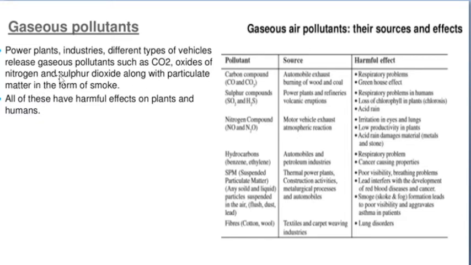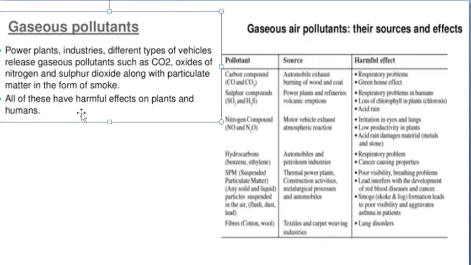Then what are those gaseous pollutants? Basically carbon dioxide, oxides of nitrogen, meaning nitrogen monoxide, nitrogen dioxide and sulfur dioxide, along with particulate matter in the form of smoke. Okay, all of them have harmful effects on plants and humans. Okay, my dear students, are you getting my point or are you feeling bored?